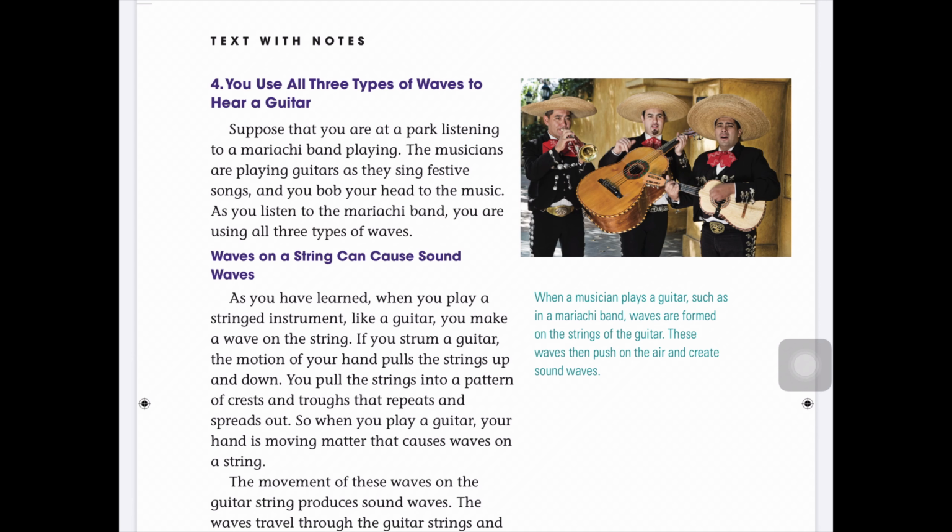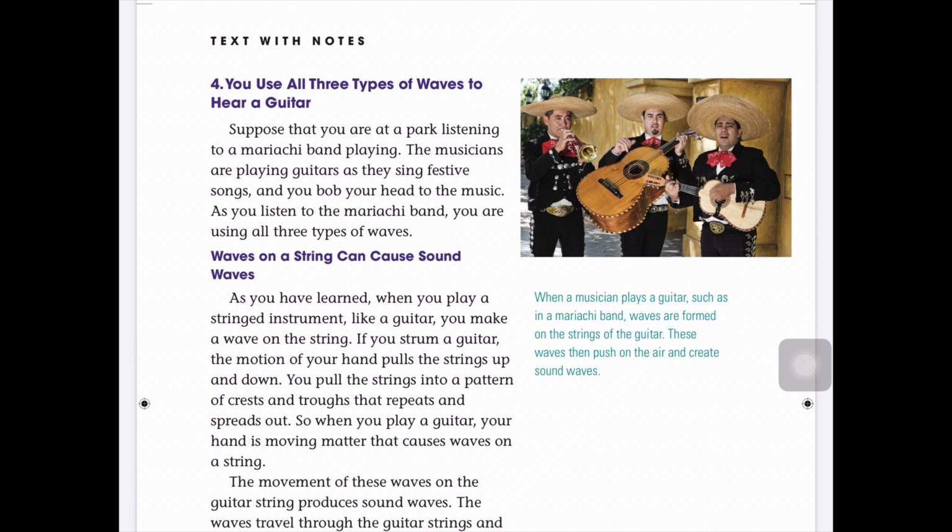Pretend you are walking along a city street. You hear beautiful music made by a woman playing a stringed instrument. Write a paragraph explaining how waves on a string, sound waves, and water waves are all involved to allow you to hear the music she is playing.